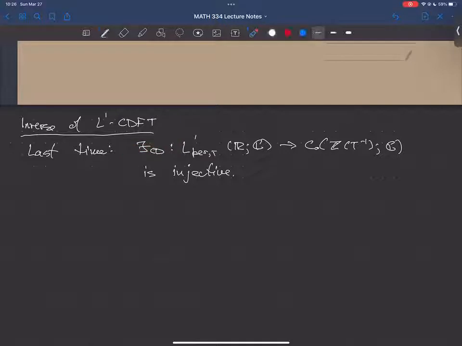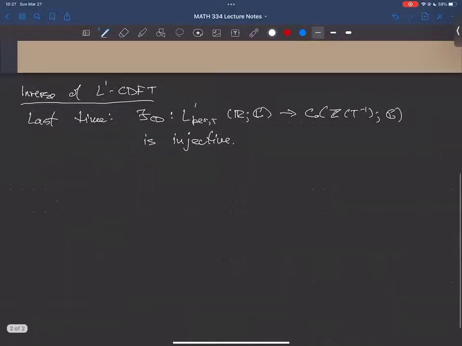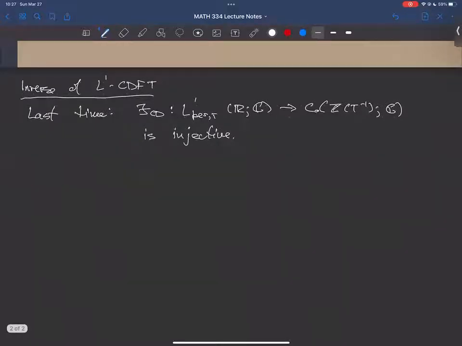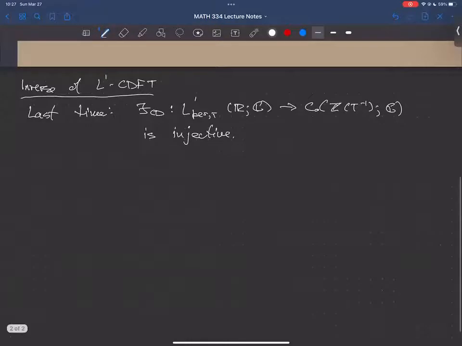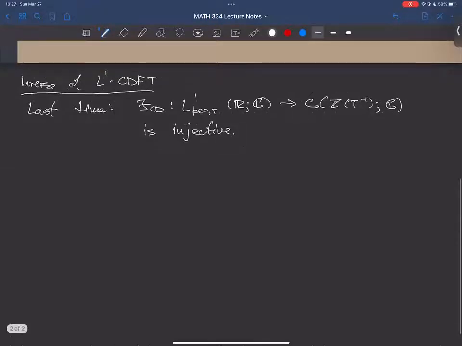There have been a number of them, especially concerning measure theory and integration, but this one is in the category of Fourier transforms. Okay, so we will continue today talking about the inversion properties of the CDFT, and so the CDFT is injective.